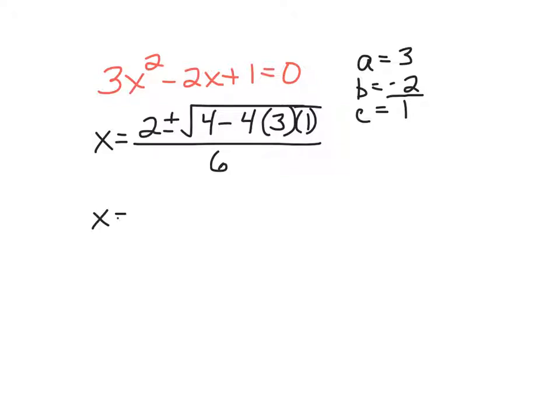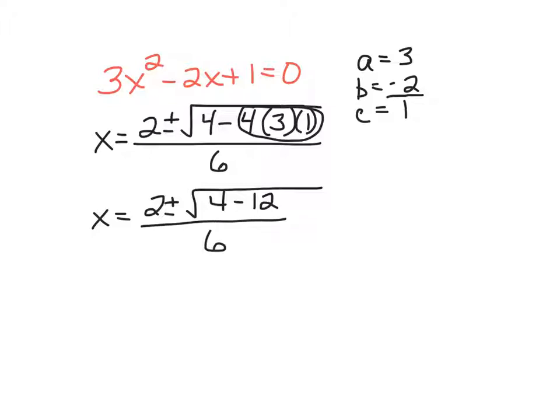As I continue to work through this now, I'm going to have x is equal to 2 plus or minus, and I need to do the square root. I need to figure out what this is. 4 times 3 is 12 times 1, so I get 4 subtract 12 all over 6. As I continue then to work through this, I'm going to have x is equal to 2 plus or minus the square root of, and now I have 4 subtract 12. 4 subtract 12 is a negative 8. So I get a negative 8, and it's all over 6.